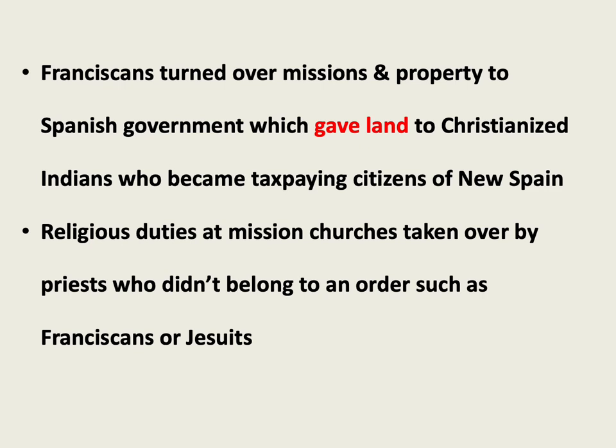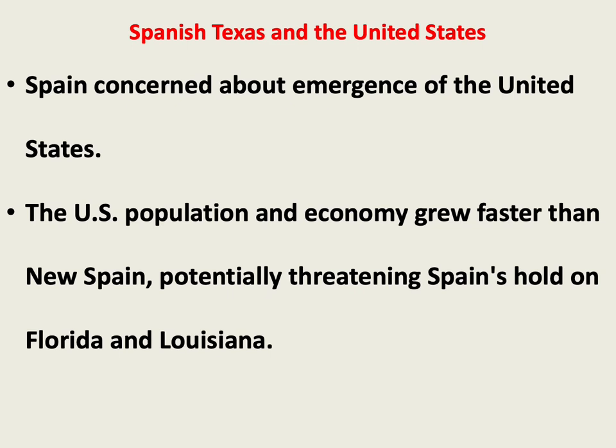Okay, now let's look at Spanish Texas in the context of the United States once the United States becomes independent. Spain was very, very concerned about this because Spain was bordering the United States. And the US population and general economy were growing much faster than the Spanish population and economy in Mexico and Texas. And Spain was very concerned about Florida because it still controlled Florida, as well as the huge Louisiana Territory, in which very, very few Spanish lived.